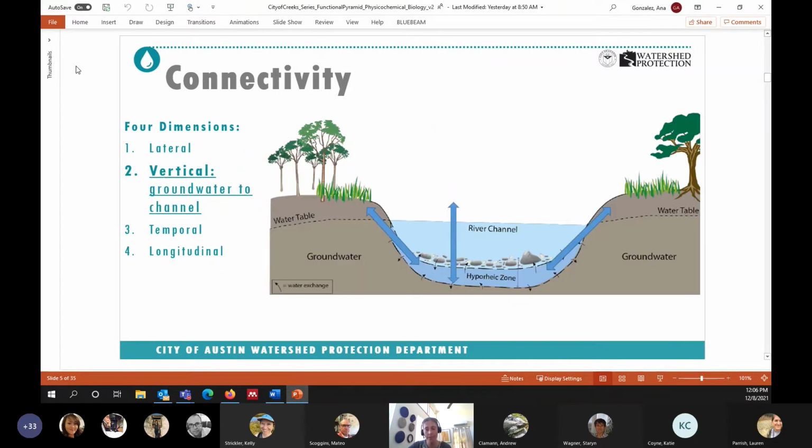Our creeks are also connected vertically from the atmosphere all the way to the sediment and below ground. And one component that is really important in that concept of vertical connectivity is the hyporheic zone. And that is that layer of sand and gravel where sometimes the creeks look like they don't have any flow, but there is flow going through that bed material. And it is an important refuge for organisms, biological processes, and chemical processes. So a really important component of that vertical connectivity. And also the part of the vertical connectivity is how much groundwater interacts with the channel up and down.